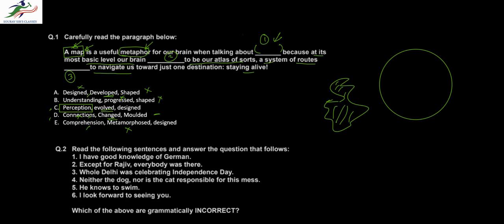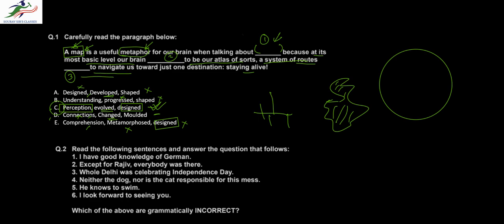And the last word, a system of routes dash to navigate. So a system of routes, when you draw a route map, a system of routes is designed, okay, to navigate a place. So the word designed comes in option 3 and option 5, but option 5 is ruled out because metamorphosis and comprehension doesn't go with the other two words. So therefore option 3 is the correct choice or the best choice.